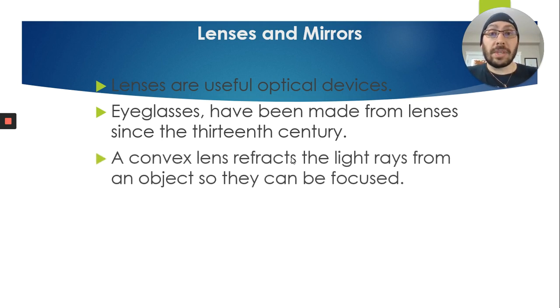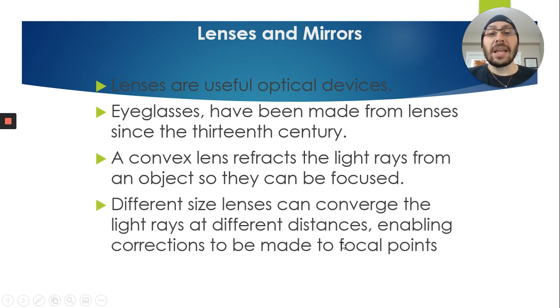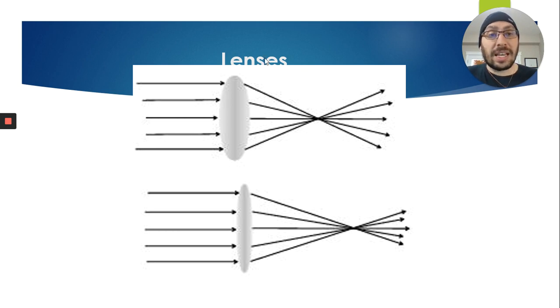We're going to go more into that in topic 4. A convex lens refracts the light rays from an object so it can be focused. Different size lenses converge the rays to different distances, enabling corrections to be made to focal points. That's how we correct vision. We're going to worry about that a little bit later, though. But here's exactly how it does that.